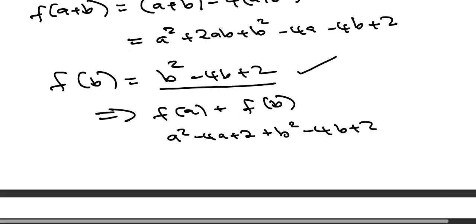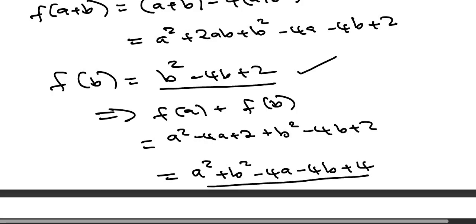So we try to gather like terms here. If there are any, there will be A squared plus B squared, then minus 4A minus 4B, then this is just plus 4. So you just leave it here. This is just what they want to see: f of A plus f of B.